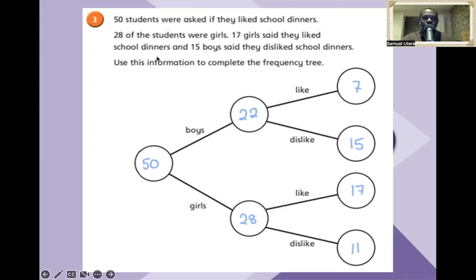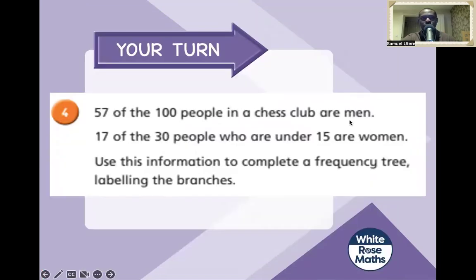Next, you're told 15 boys said they disliked school dinners. So dislike, down the arm for boys and down the arm for dislike, 15. So to get that number there, you do 22 minus 15, which is 7. All right, pause the video and answer question 4 in 2 minutes.